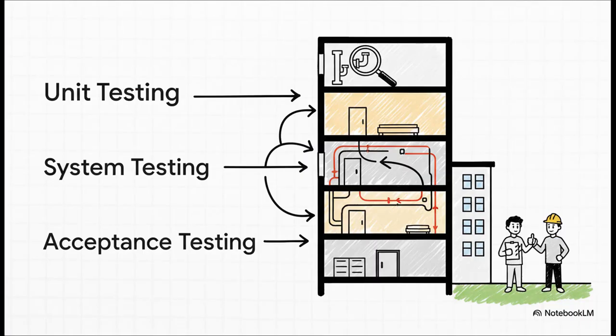Now, a huge part of actually building the software is testing it. Just like a building needs all kinds of inspections, software has to go through these really rigorous checks. First, there's unit testing, which is like inspecting each individual room. Then there's system testing, which checks how all the floors and systems work together. And finally, you have acceptance testing. That's the final walkthrough with the client before they get the keys and officially move in.